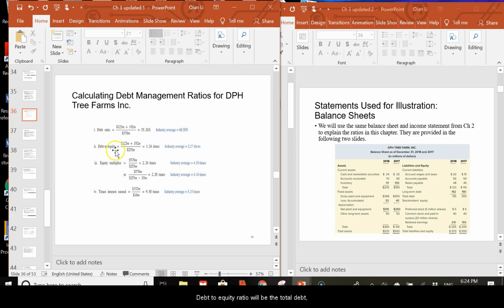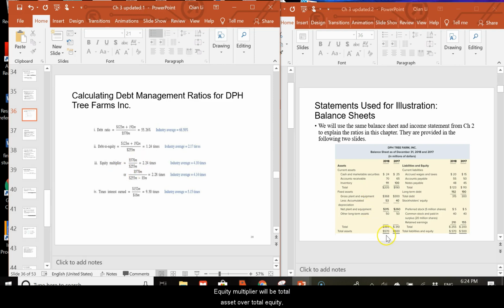Now, the debt to equity ratio will be the total debt, again 123 plus 192, divided by the equity amount. Total equity is 255. So the debt to equity ratio is about 1.24 times. That means debt holders contribute about 1.24 times what equity holders contribute into this company.